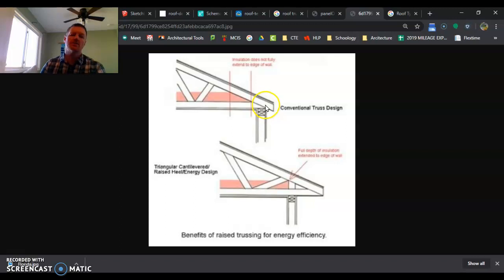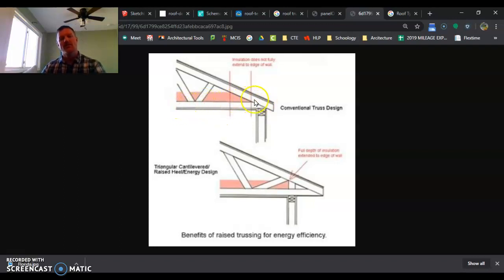And we talk about pitch as rise over run. So a 3/12 pitch means it goes up 3 inches and it goes over 12 inches. Or up 3 feet and over 12 feet. So that's how we get the angle of a roof. It's on a ratio basis.